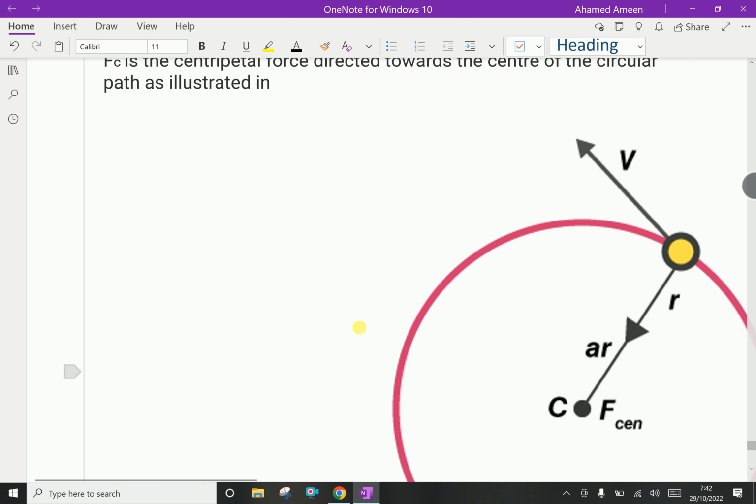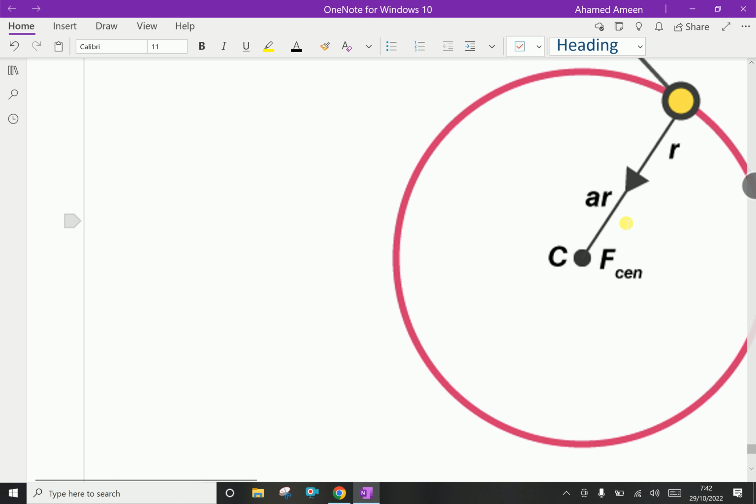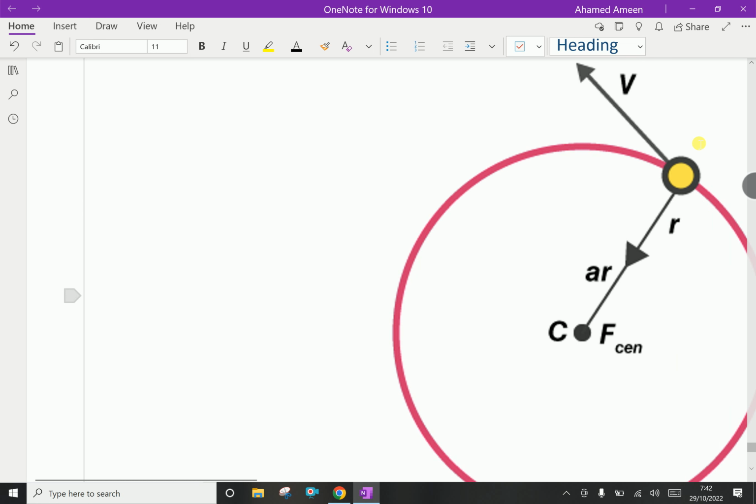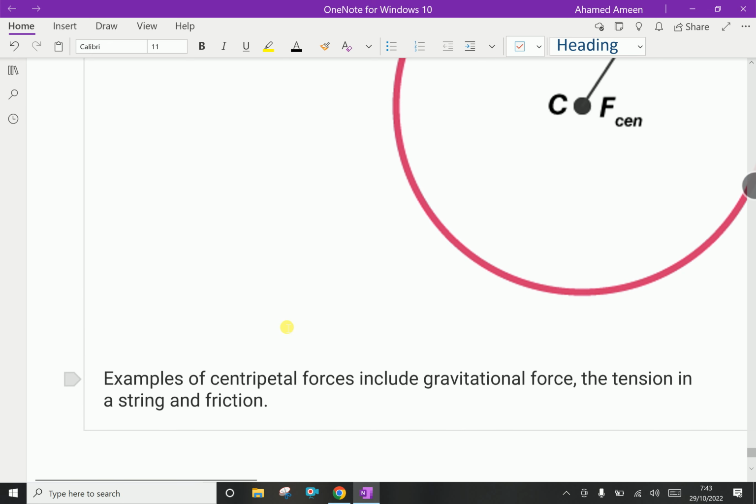In this case the centripetal force is always towards the center. That is why a particle rotating around a circular path is pulled towards the center. That is why the circular path continues, balancing this centripetal force. Examples of centripetal force include gravitational force, the tension in a string, and friction, etc.